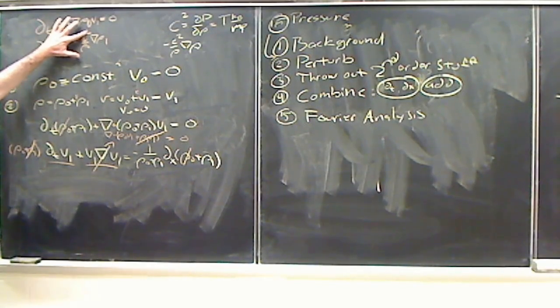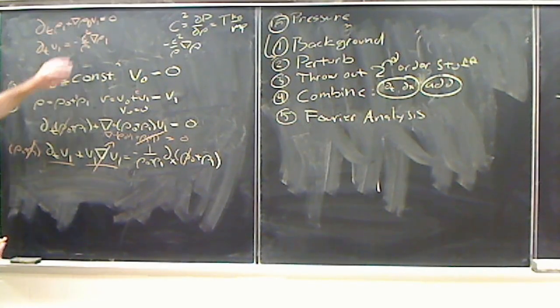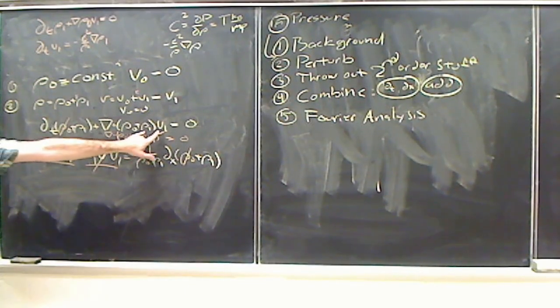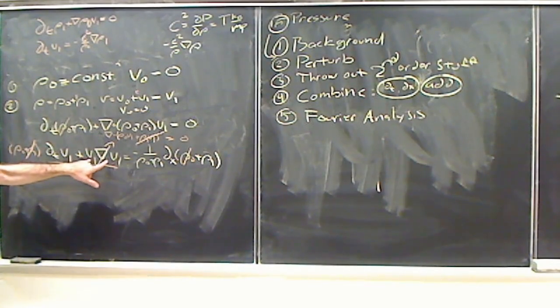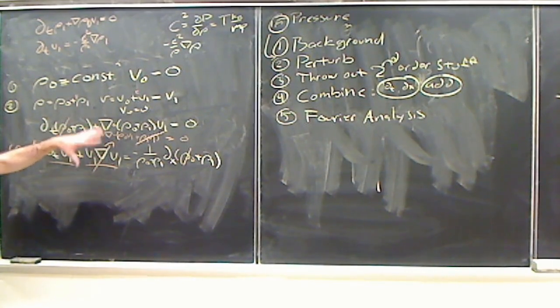So now I've got this system of equations that is linear in all of my perturbed quantities. This is not linear in my perturbed quantities. I got 2 perturbed quantities here. This is not linear in my perturbed quantities. I've got rho 1 v1. So both of those get hard to solve if you're trying to actually solve. So this is now our new system of equations.